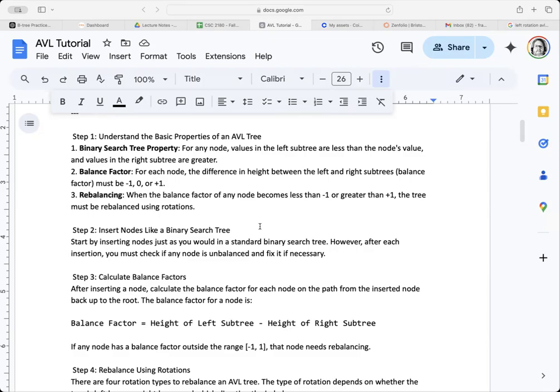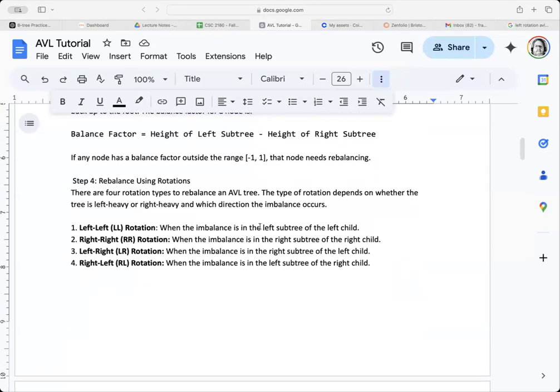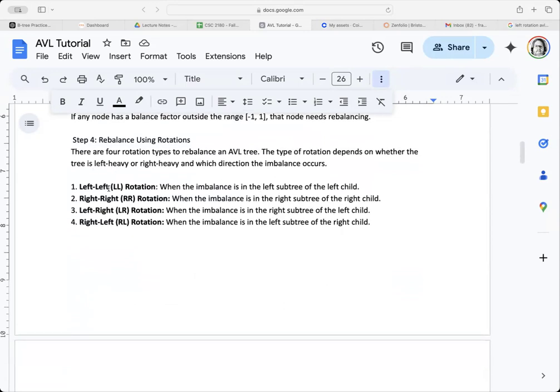And the stick you can then rotate normally. So those are the compound rotations. Again, we're defining here that if the imbalance is on the left, we do a left rotation. If the imbalance is on the right, we do a right rotation. If the imbalance is on the right subtree of the left child, we do a left-right. And if it's on the left subtree of the right child, we do a right-left rotation.